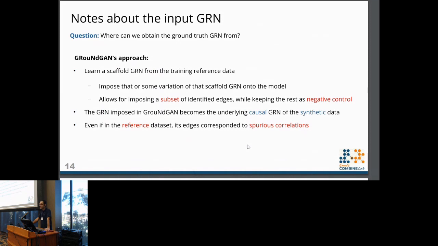Now, a very important note here is that our goal is not to learn the actual causal GRN of the reference data set. Our goal is to simply learn a set of interactions that are consistent with the data, although they might correspond to spurious correlations. How? Because once we take those edges, create a GRN and impose it onto the model, those edges become the causal edges of the synthetic data.